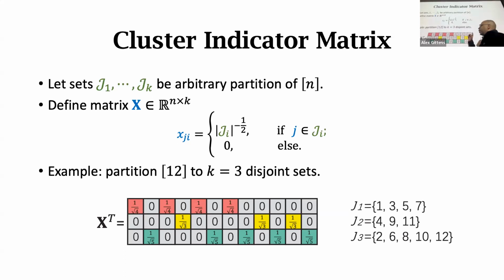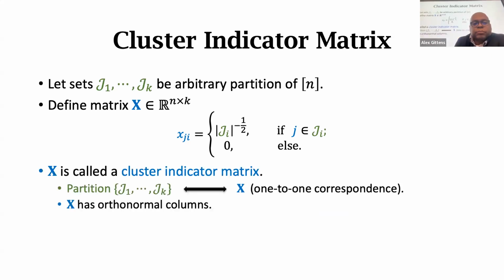So notice by taking this square root, I end up with every column of this matrix having length 1. And they're orthogonal to each other because the supports are disjoint. So this is a matrix of orthonormal columns. Okay, and there's this 1-to-1 correspondence between these cluster indicator matrices and partitions.